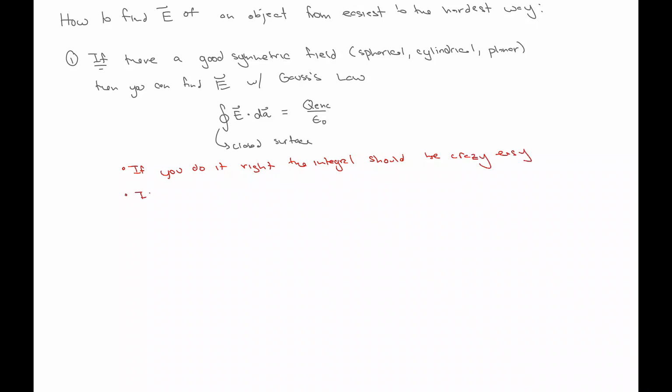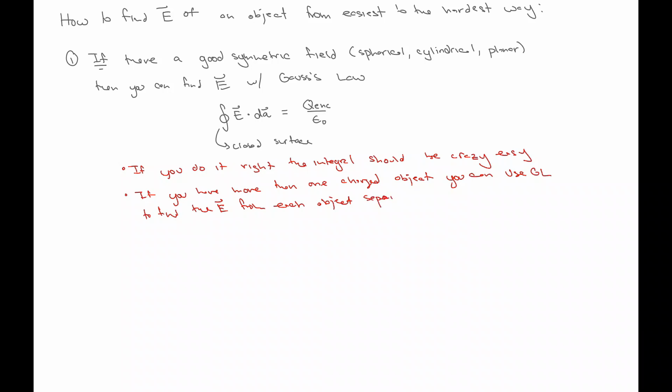If you have more than one charged object, you can use Gauss's law to find the electric field from each object separately and then add them together, which is basically using superposition, the superposition principle of electric fields.